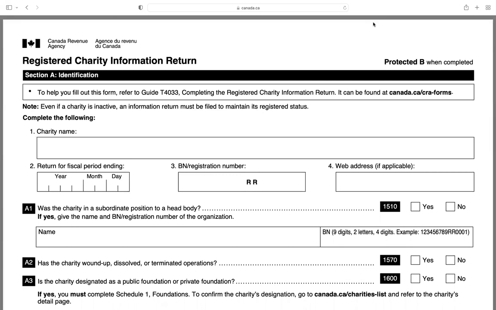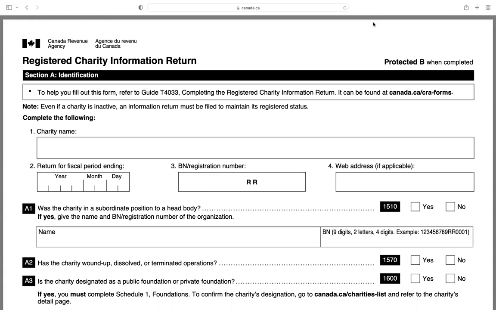Today we are talking about the registered charity information return. To help you fill out this form, you have to use guide T3033 to complete the registered charity information return. However, you can complete the following.